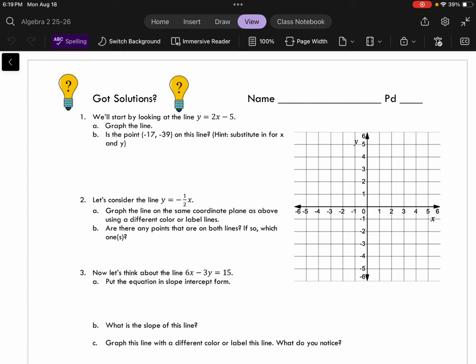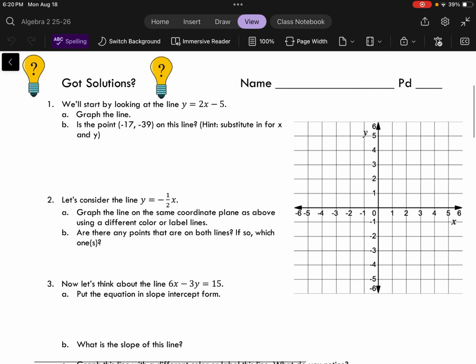We are going to move on to graphing systems of equations. I'm going to get you started on this note sheet. As I go through number one, take some good notes, and then I'll give you some hints on the other ones. The first one says we'll start by looking at the line y equals 2x minus 5.